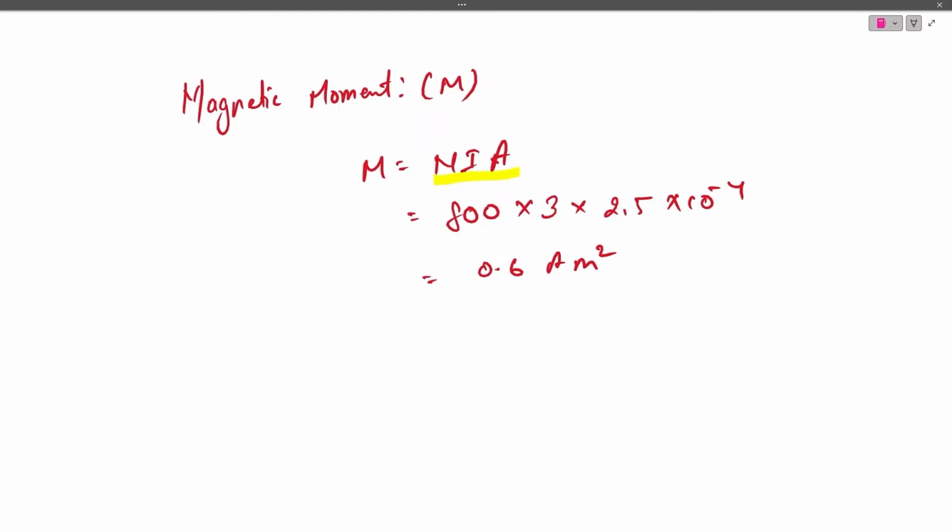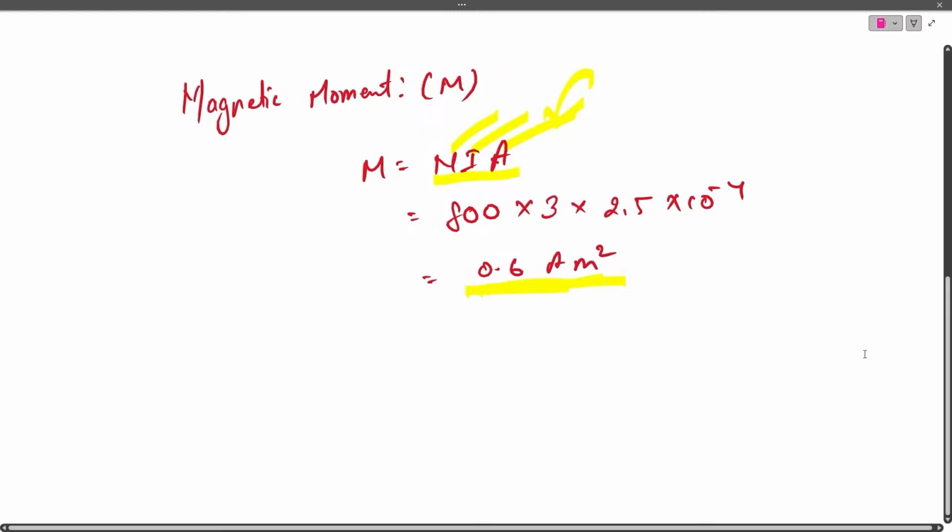Now here the data has been given for the number of turns, the current in the solenoid, and the area of cross section. After substituting in this formula, we will get a value of 0.6 ampere meter square, which is the magnetic moment of this solenoid when the current is flowing through it.